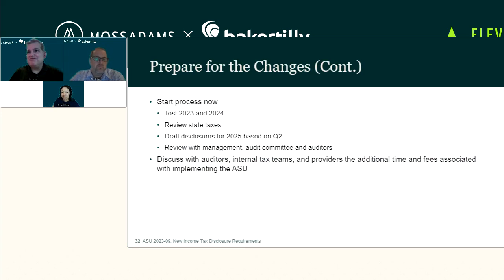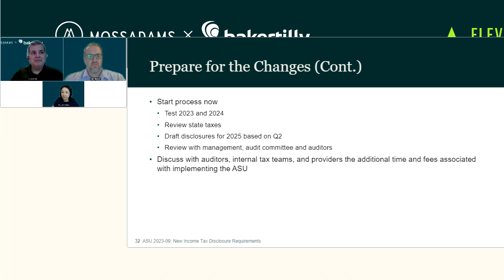So we need to prepare for the changes as we've been talking, and it's really important to start this process now. Test your 2023 and 2024 data by reformatting your income tax footnote in accordance with the new ASU to see what it looks like and to plan for your policy elections. Look at your state taxes and see, how are you currently calculating?